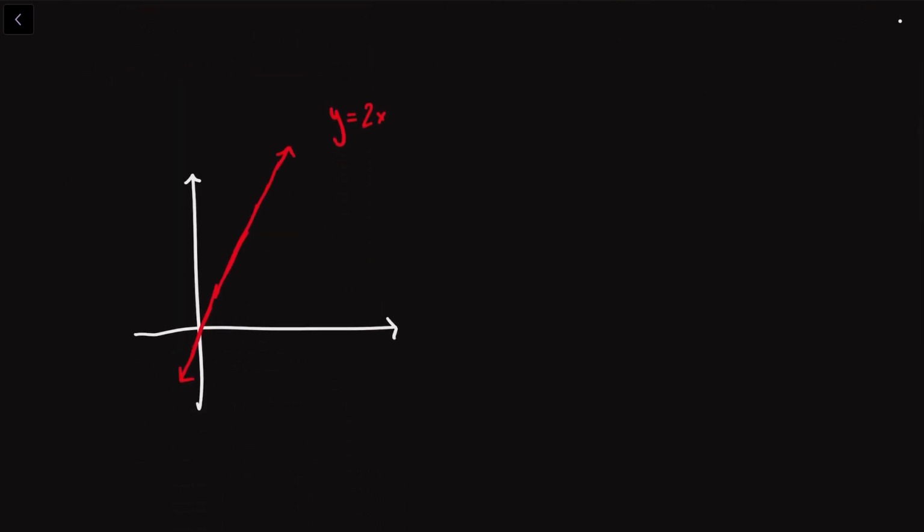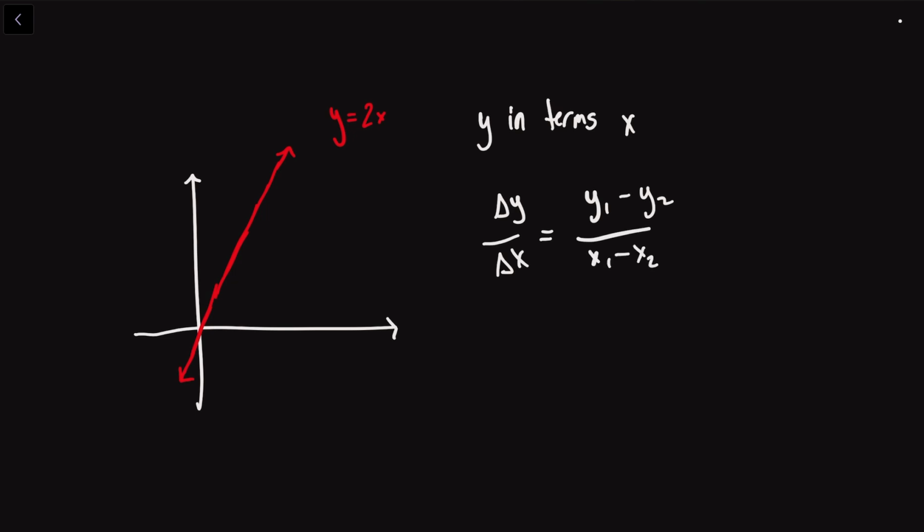So here we have a function, y equals 2x. I hope it looks somewhat familiar. And let's talk about the rate of change. The rate of change of y in terms of x is just a fancy way of saying delta y over delta x, so the change of y in terms of the change of x. And this is equal to y1 minus y2 over x1 minus x2. This should start looking familiar.